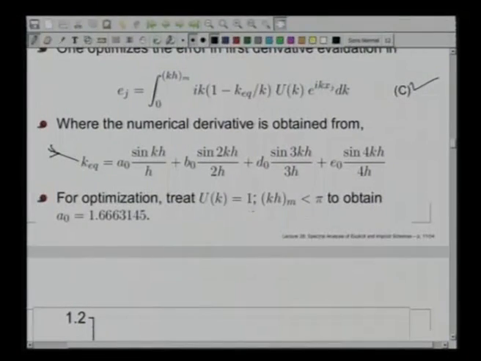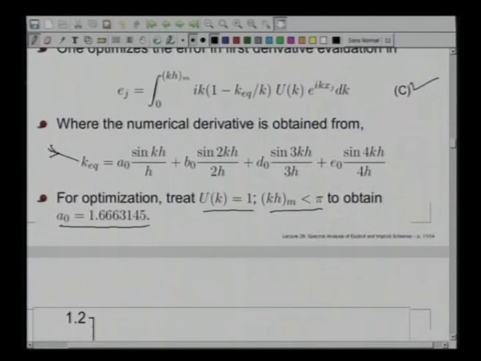So, what we did was optimize this error as a function of A naught, and we have done two things. We have taken u of k equal to 1, that is true for delta function excitation. That is the most conservative estimate one can get, and the other thing is we did not go the full limit from 0 to pi. Instead, we have taken a limit which is slightly lower than pi. In performing this optimization in equation C, we end up getting a value of A naught.